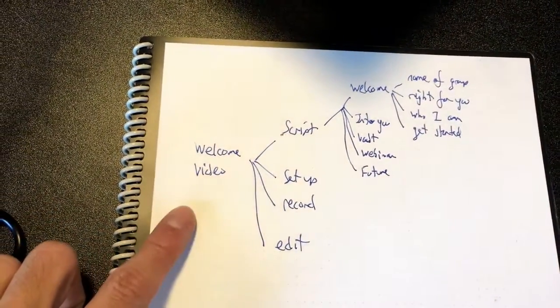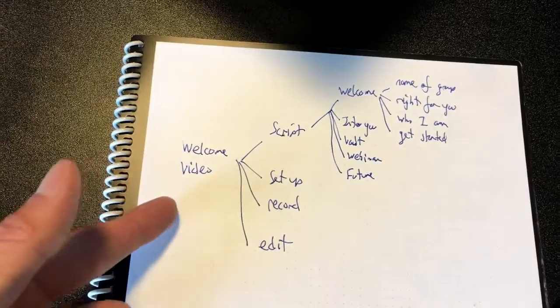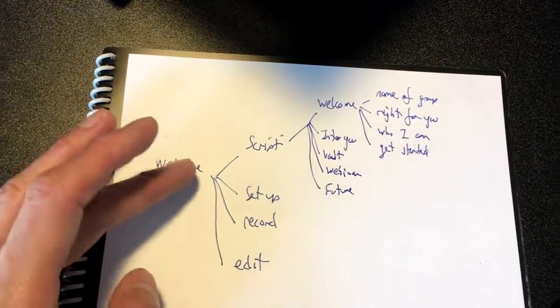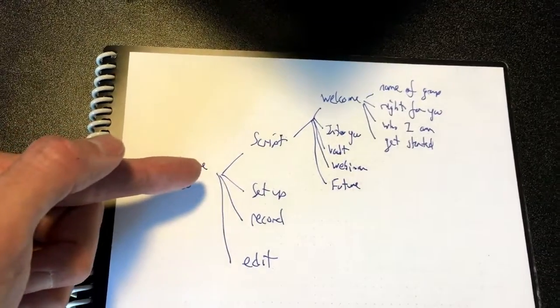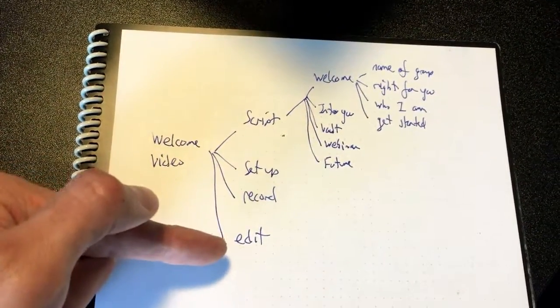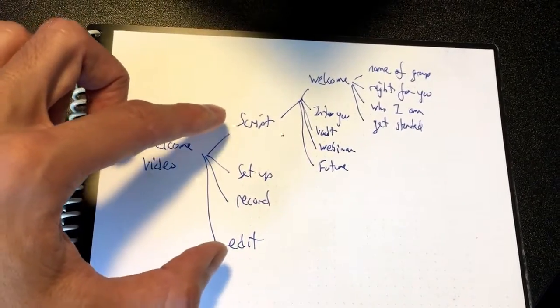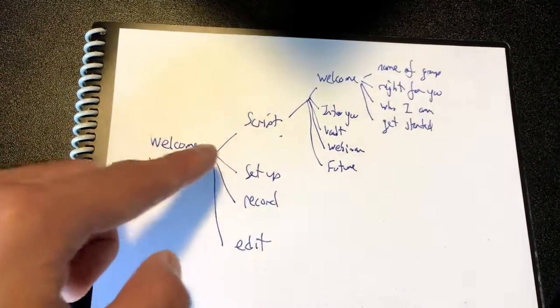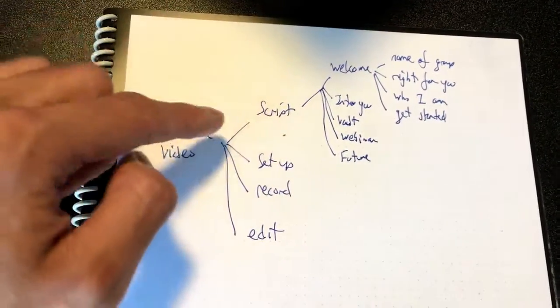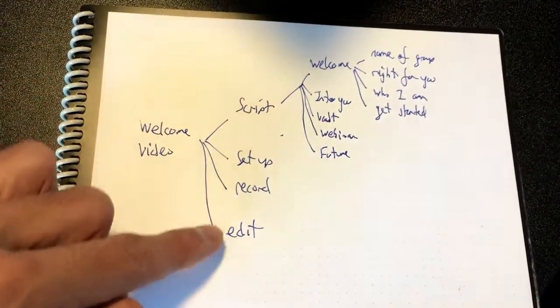So first, this is the video I want to make, the welcome video. As you can see, forget these trees, I make branches. So the very first thing I need to do is write a script. Then I need to set it up, record, and then edit. Now I want you to know, if you are just freestyling right now, you can put random things right here, but later on you need to order it. So this is first, this is second, this is third, this is fourth.